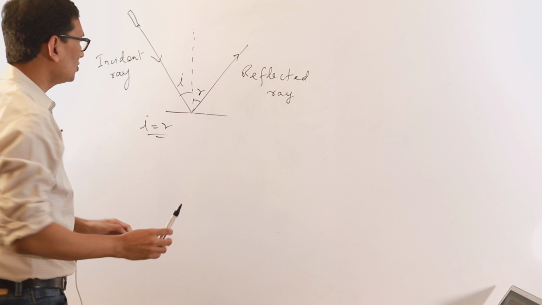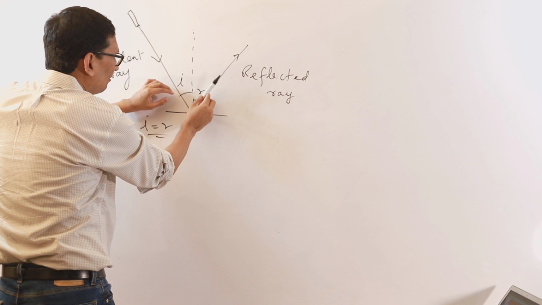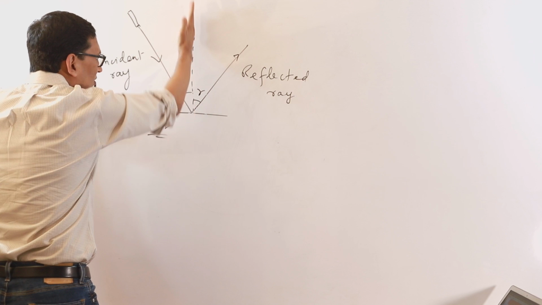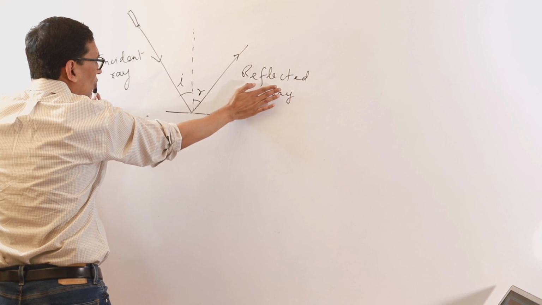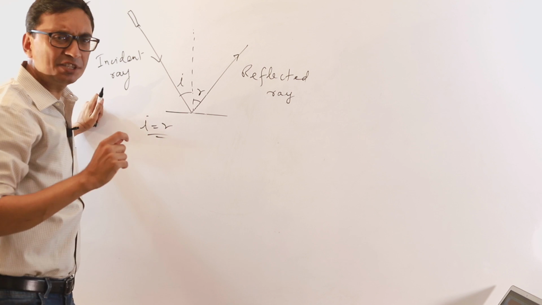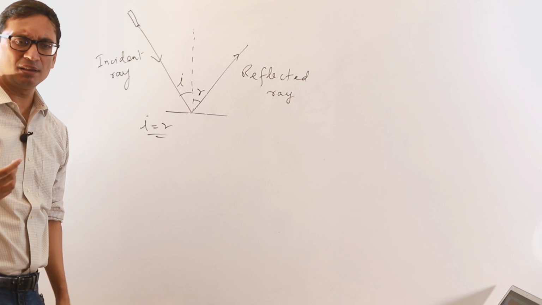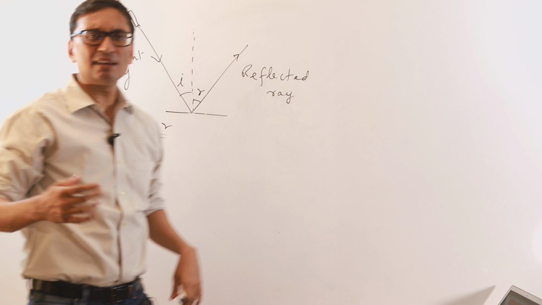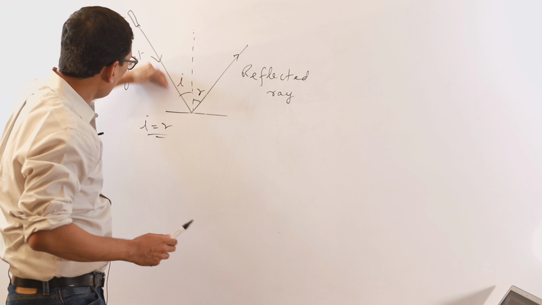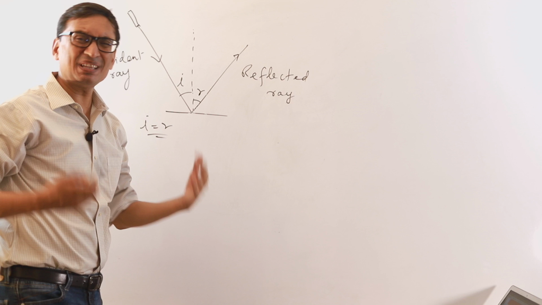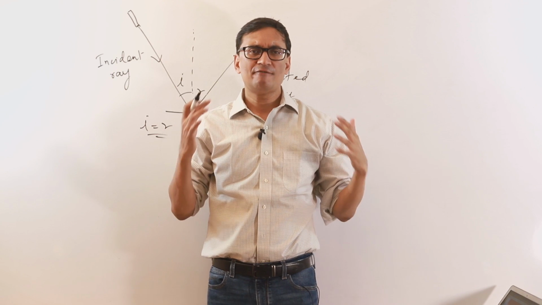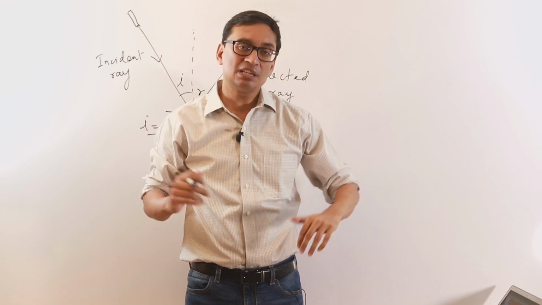What happens is, it will not reflect like this, it will reflect like this, such that the incident ray, the normal and the reflected ray are all in the same plane. This is what it means. When you say same plane, what is a plane? A plane is basically a flat surface. This whiteboard is a flat surface, and all these three are going to be on this flat surface. That's the core idea. So these are the two laws of reflection. Very simple. I'm pretty sure you already know this.